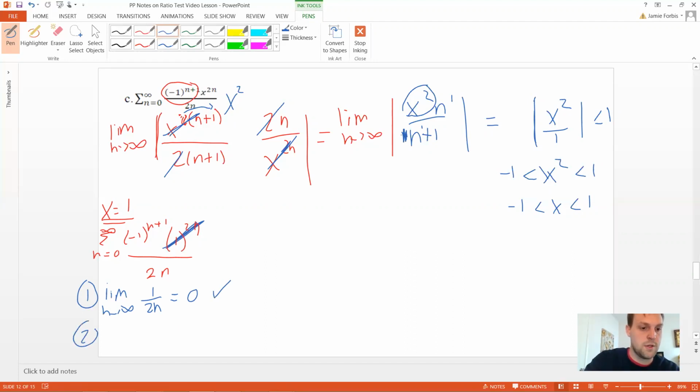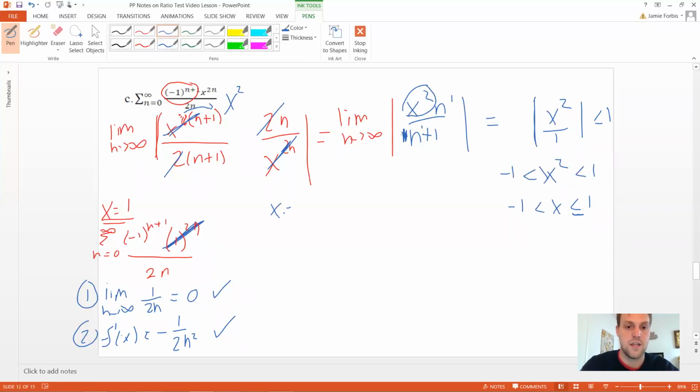So for step 2, I'm going to look at f prime of x, which the derivative of 1 over 2 to the n is -1 over 2n squared. And that's always negative. So it's always decreasing. So we're good there. Okay. And that's just from the test for alternating series from yesterday. So in this case, we do include 1 in the interval.